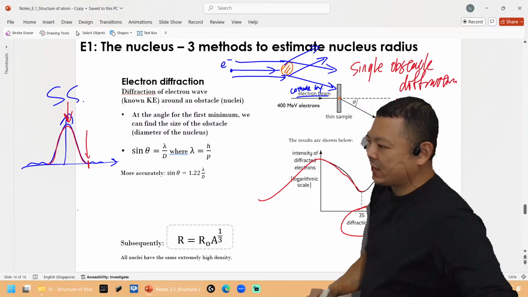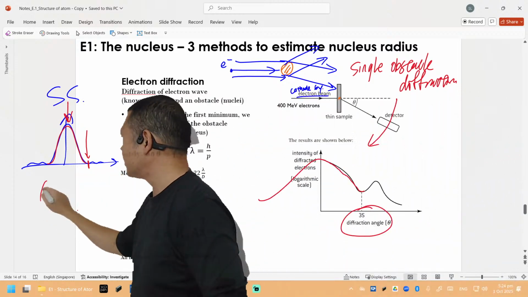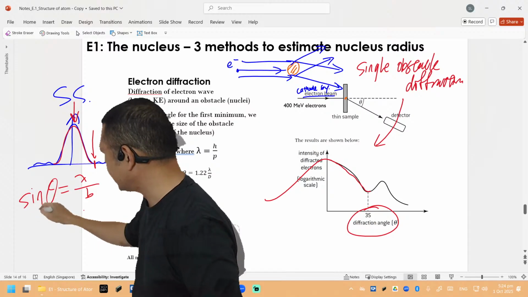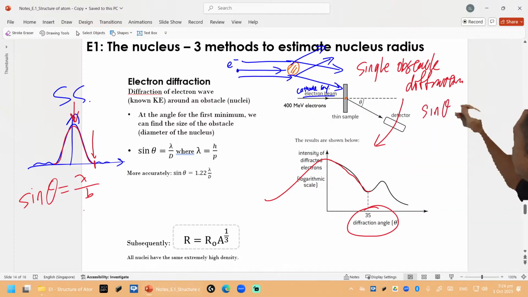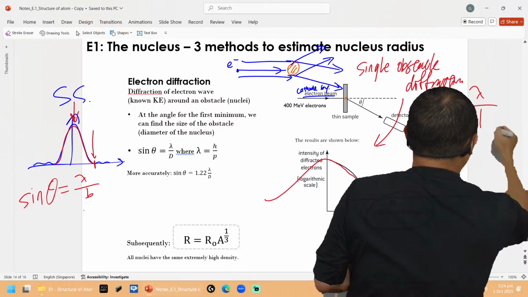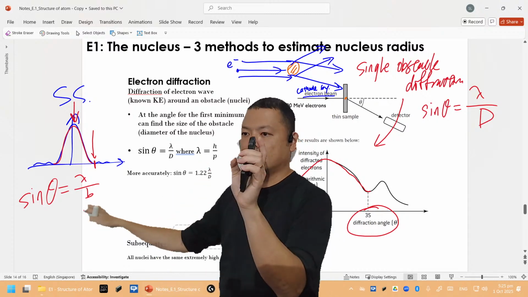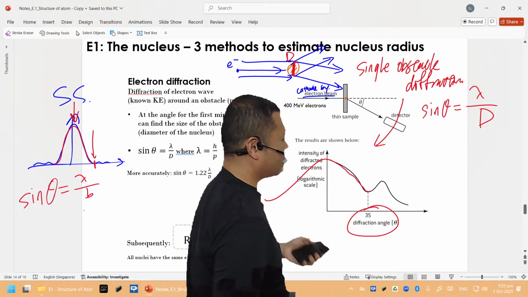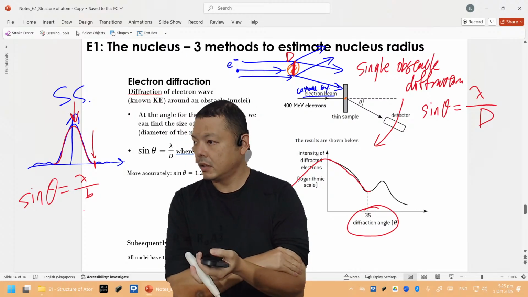So the single obstacle diffraction uses the same equation as your single slit diffraction, which is what? For single slit, we use theta equals lambda over b. But it's okay to use sine theta equals lambda over b. So here, we use sine theta equals lambda over d. Why? Because b is the slit width, the size of the slit. But we are not passing through a slit, we're passing around the obstacle now. So this d here is the diameter of your nucleus. Okay?